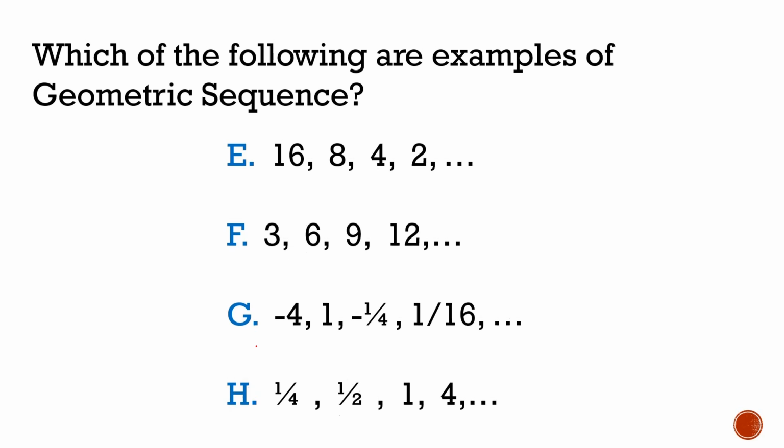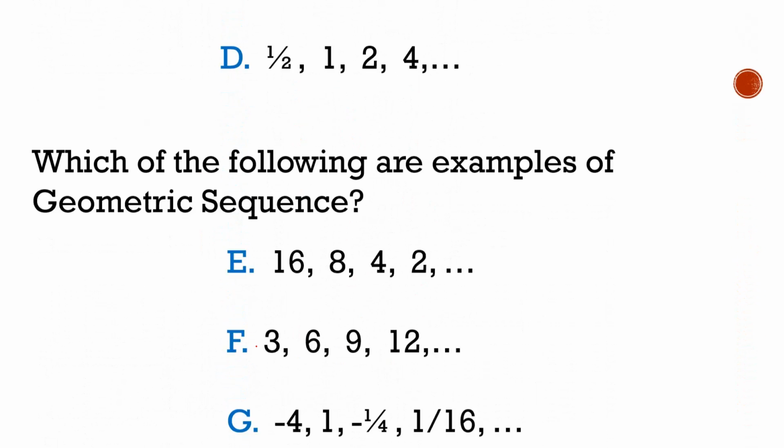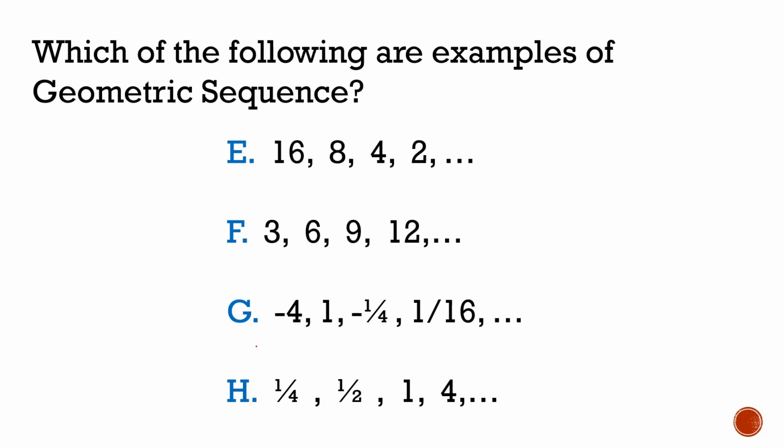Here we have 16, 8, 4, and 2. Let's divide any two succeeding terms. 8 divided by 16 is 1 half. 4 divided by 8 is also 1 half. 2 divided by 4 is still 1 half. So letter E is a geometric sequence.